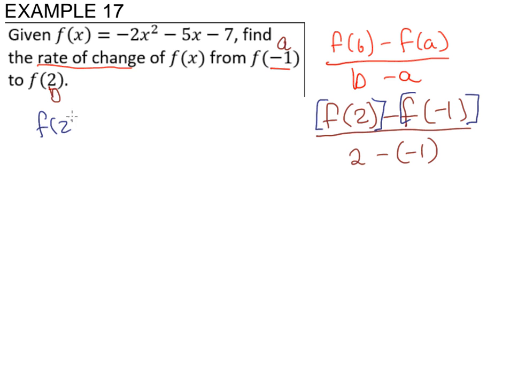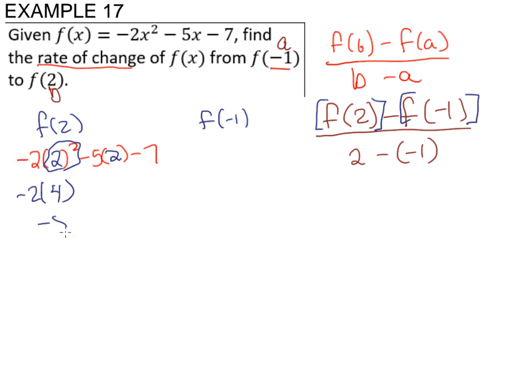Take f and evaluate it at 2. Then we're going to take f and evaluate it at negative 1. So we set up our function, negative 2 times something squared. We leave blanks, and then we plug in some numbers. So we get 2 here, 2 there. 2 squared is 4, times negative 2 is negative 8. Negative 5 times 2 is negative 10, so we keep moving it down. Move down the negative 7. Now we get negative 8 minus 10, so we get negative 18, minus 7, so we get negative 25.